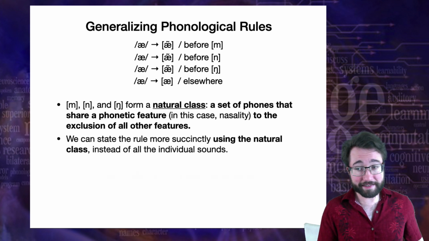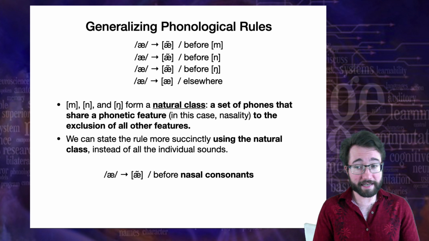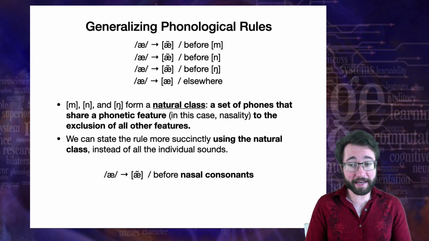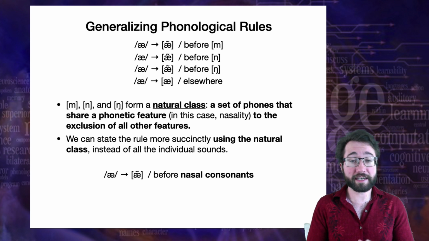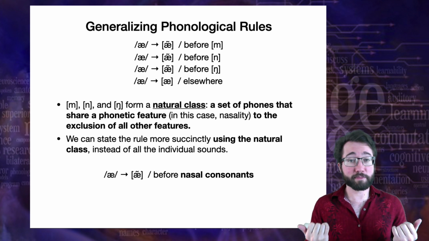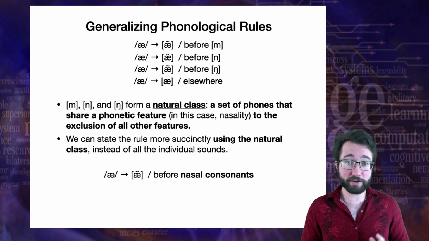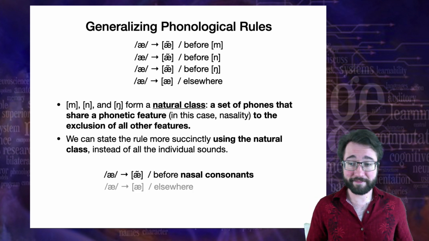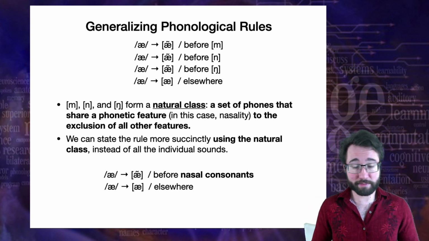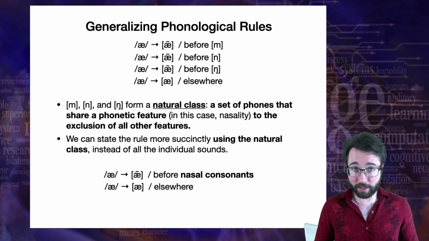So we can say that the rule here is actually that the phoneme a is expressed as the sound nasalized a when it appears before nasal consonants. Before nasal consonants, that is a natural class that summarizes the set of sounds m, n, and eng, which share the feature of nasality. And it is expressed as the sound unnasalized oral a elsewhere.